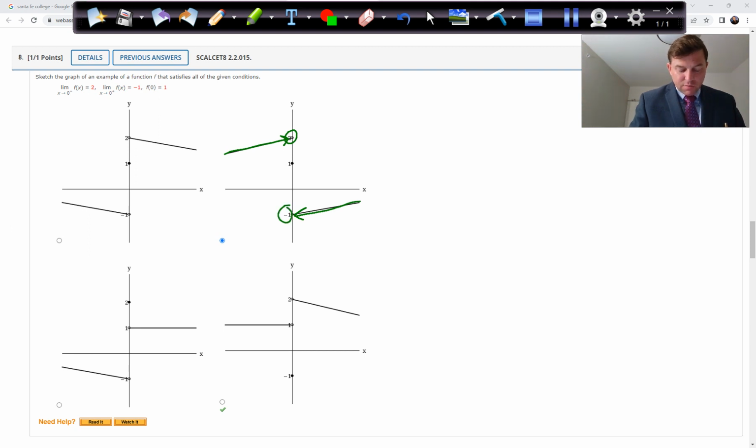Then it says the function when x is 0 is equal to 1. So there should be a closed-in dot at 1 when the x value is 0. So this picture describes everything correctly.